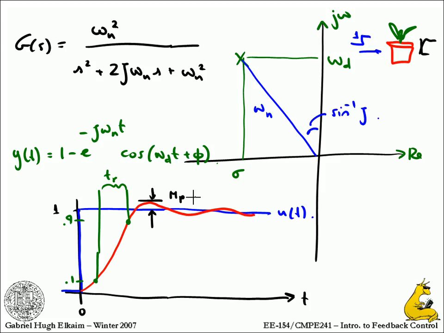Now, is M sub p actually the absolute value? It's the percent overshoot. How do you define an undershoot? Negative percent? Well, the point is this is all undershoot too, so you always define the overshoot. It's the amount that it goes above 1. So if M sub p is 25%, then it'll peak up at 1.25.